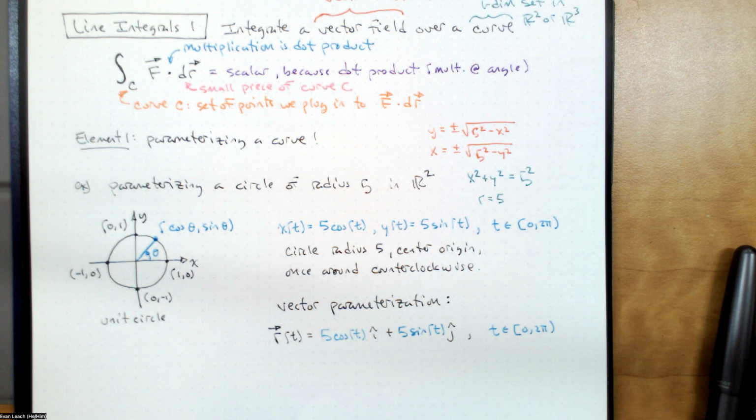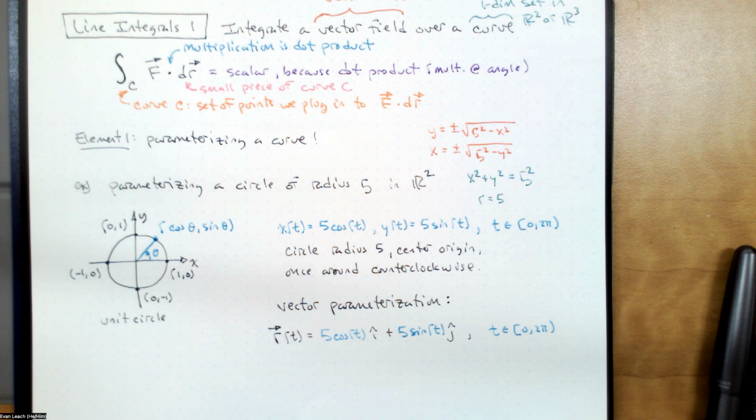So here's what we need. This is going to be a vector function giving us locations that will describe the circle. When t is 0, r is the point 5, 0. When t is pi over 2, r is the point 0, 5, and so on, going around the circle once counterclockwise, starting at 5, 0.